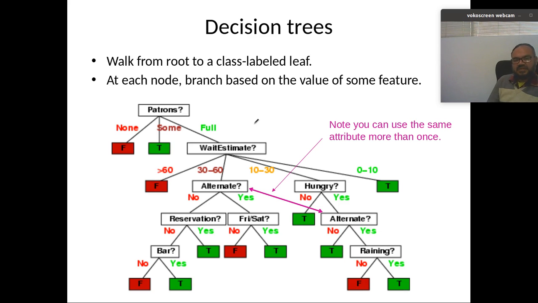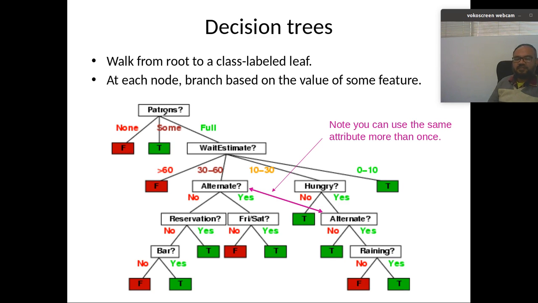Our next classification algorithm is called decision trees. In decision trees, we walk from root to a class label leaf, and at each node we branch based on the value of some feature. So in this case, we partition the data that we have into subsets based on some features, and we keep on partitioning the data till we reach a subset where all the samples belong to a pure class. For example, let's say we have a data set, we use a feature patterns. Let's say this feature has 3 different values: none, some, and full. We divide the data into 3 subsets, and let's say the first subset, where the pattern feature is none, all belongs to the class F.